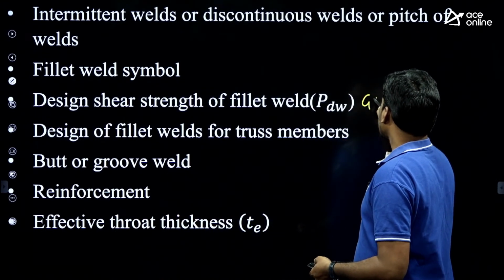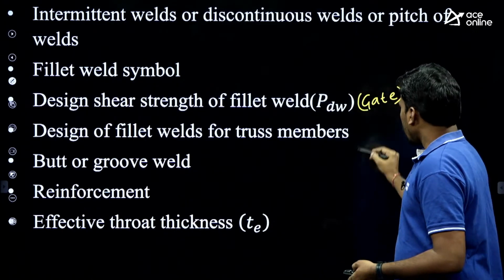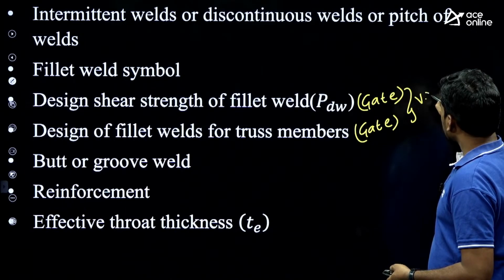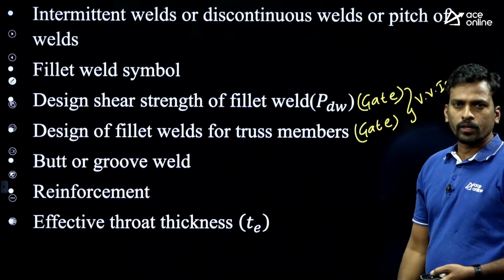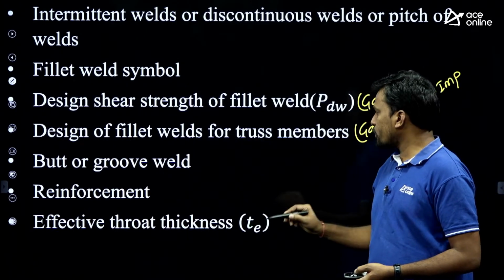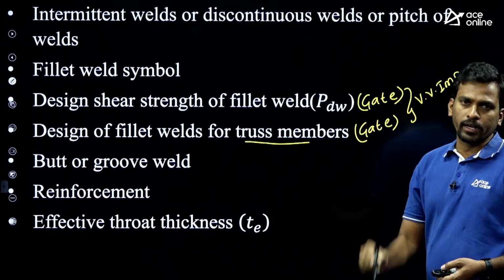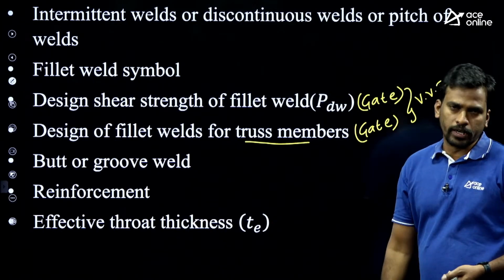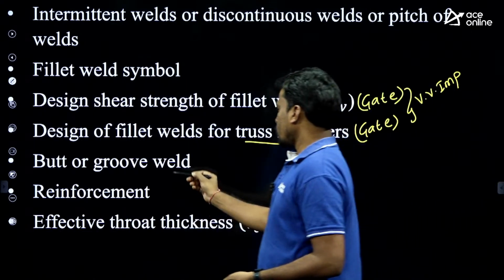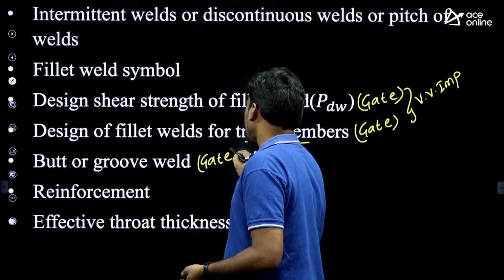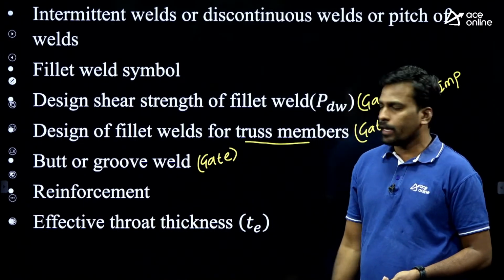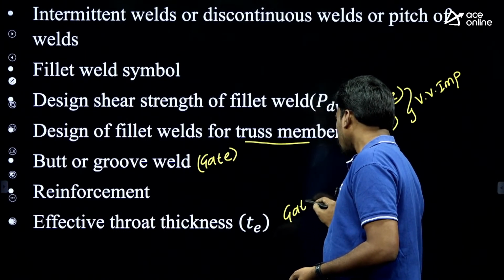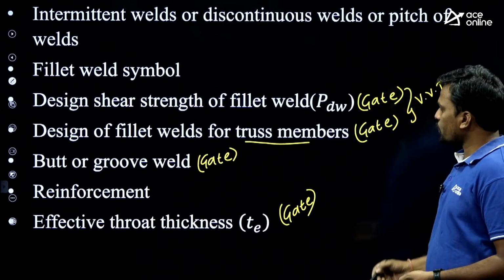Next, here design shear strength of fillet weld, GATE, and these two are very important topics. GATE people, design shear strength of fillet weld and design of fillet weld for truss member. These two topics are very, very important. If you see the previous GATE question papers, most of the questions were asked from these two topics, 2 marks questions at that. And here design axial strength of butt weld or groove weld is also important for GATE, and reinforcement, effective throat thickness. So these are the important topics.